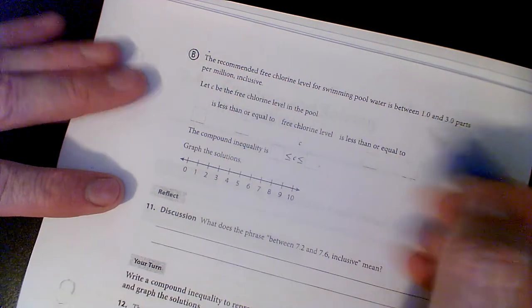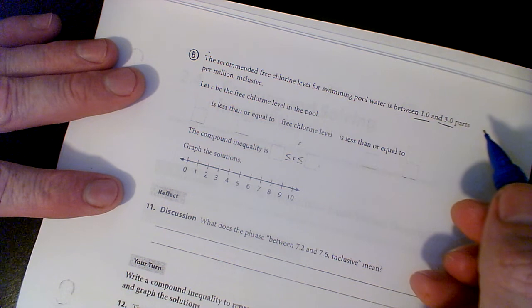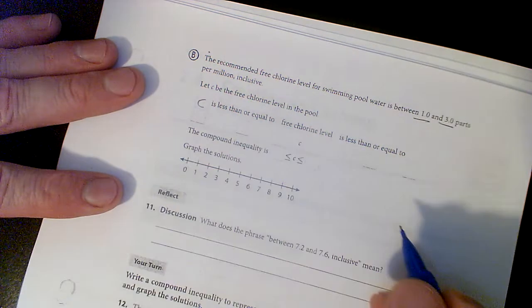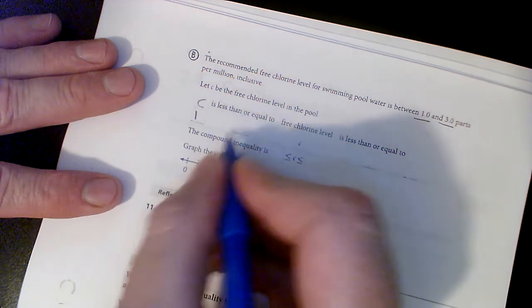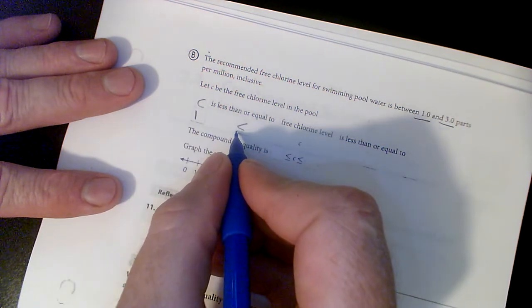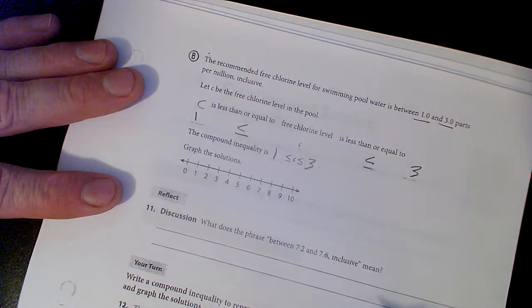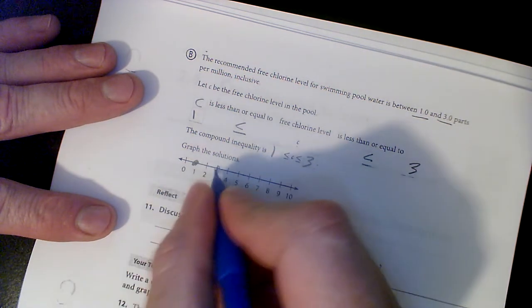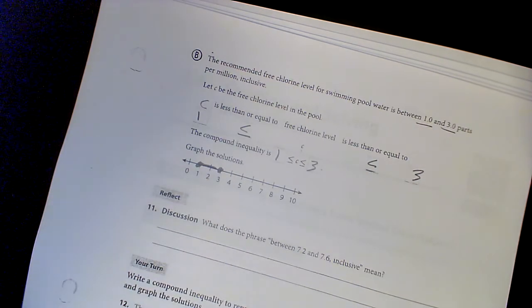Recommended free chlorine level for a swimming pool is between 0 and 3 parts per million inclusive. Let C be the chlorine level. All right, so we'll say 0 is less than or equal to C, the free chlorine level, which is less than or equal to 3, and I could write it like that. There's a lot of space, but that is okay. So I go to 0, I put a solid circle. I put a 3, I put a solid circle. And without getting into a lesson on managing a pool, we have some kind of simple explanations there.